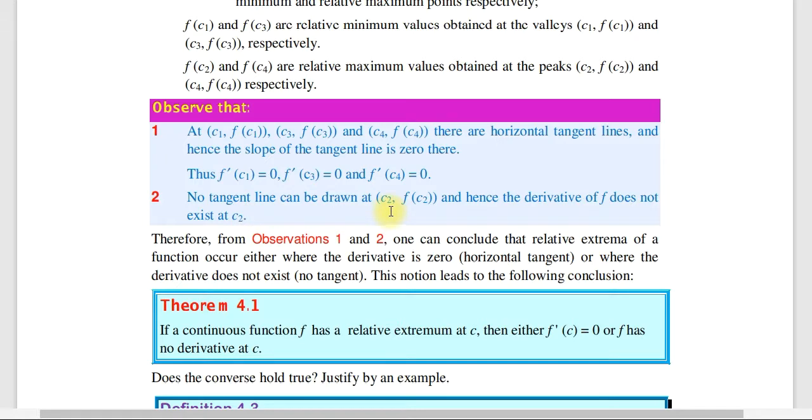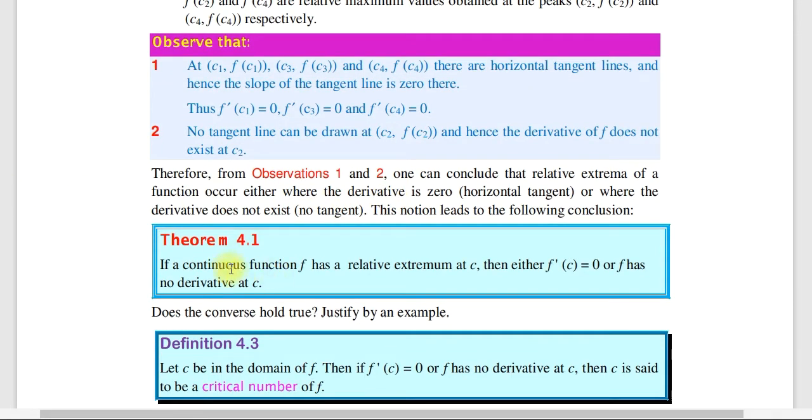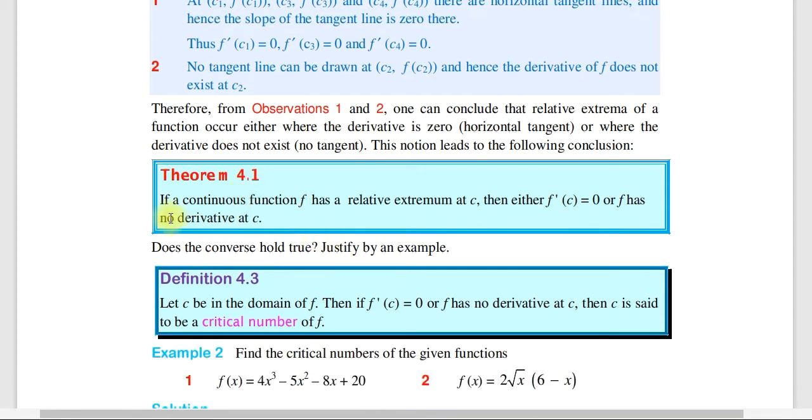So there's a theorem here. If a continuous function f has a relative extremum at c, then either f prime at c is equal to 0 or f has no derivative at c. It has two possibilities: either the derivative is 0, or f has no derivative at all at point c.